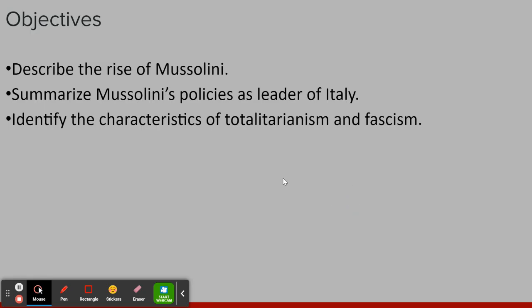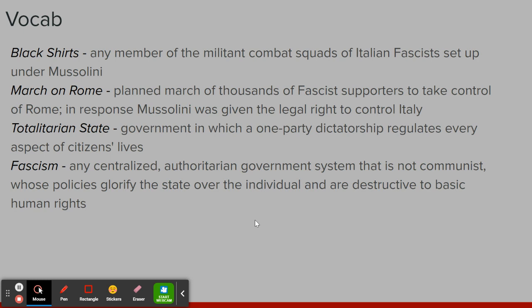So today, what you should be able to identify by the end of this lecture is who Mussolini is and how he was a totalitarian, then most importantly, what is fascism and its effects on Europe. So the vocab, very simple today.